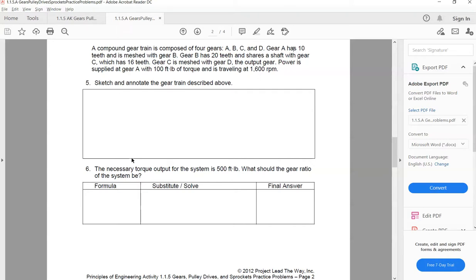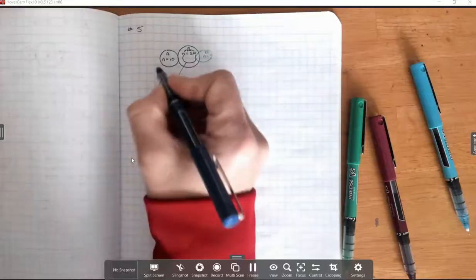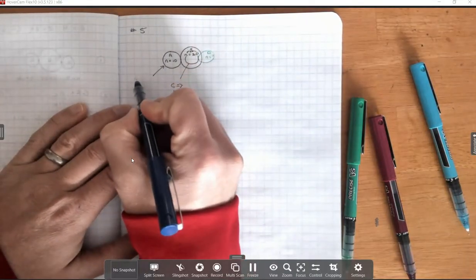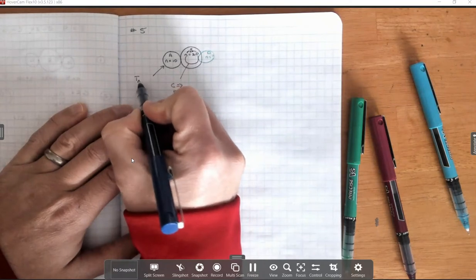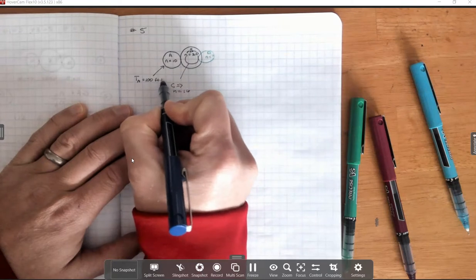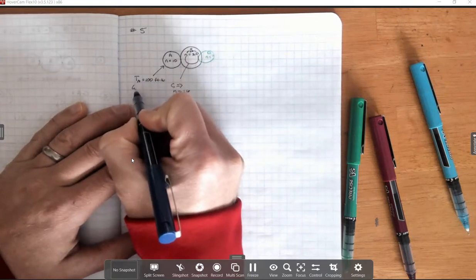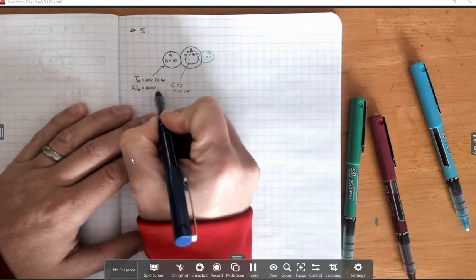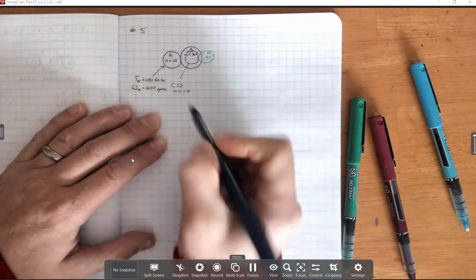Power is supplied at gear A with 100 foot-pounds of torque and is traveling at 1600 RPMs. So those are going to be constant through this problem. So let's go ahead and kind of annotate for A that the torque at A was 100 foot-pounds and the angular velocity at A was 1600 RPMs.